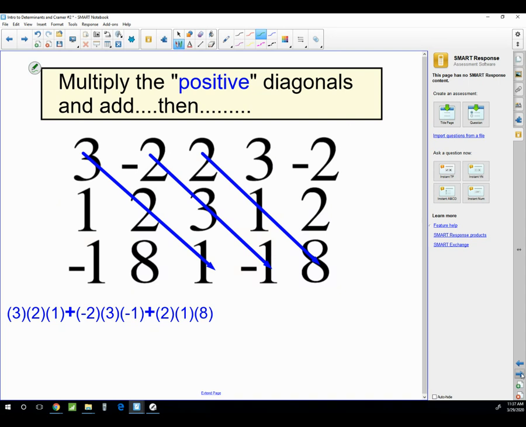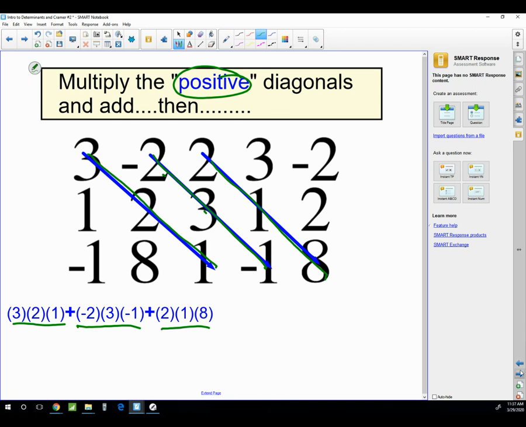And then we want to multiply the positive diagonals. I'm calling these diagonals positive. And you just multiply. So on this diagonal, we multiply the elements: 3 times 2 times 1. Yes, that is 6. Multiply these elements: negative 2 times negative 3 times negative 1. That's 6 as well. And then multiply these elements, which I just wrote out instead of multiplying them.